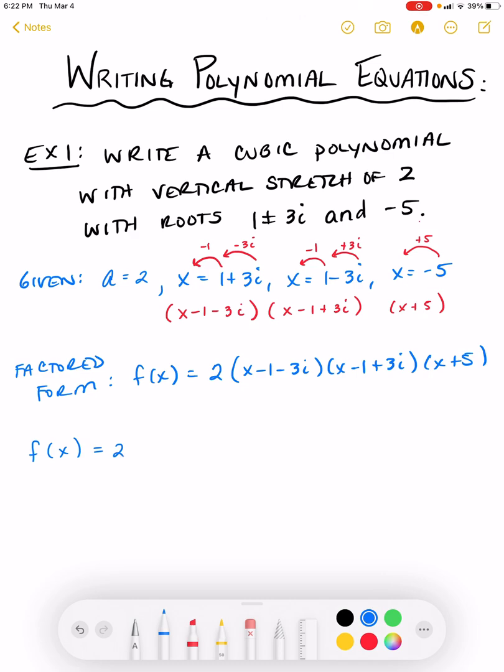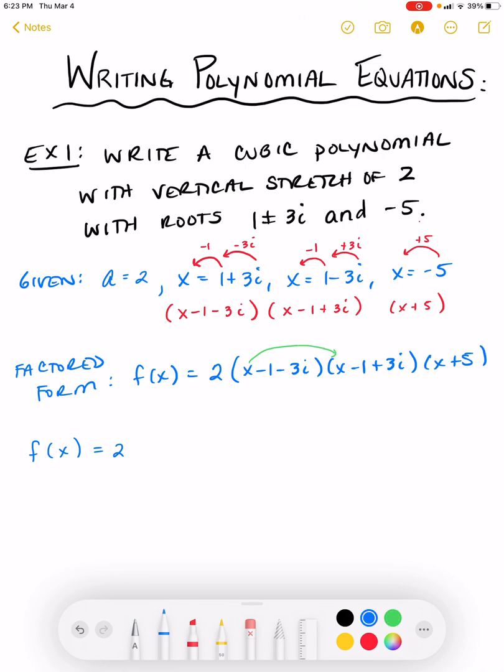And I'm going to leave the 2 out front. I want you to start by multiplying these, which are conjugates, right? Remember, we talked about this. Conjugates are plus or minus pairs. So I want you to think about multiplying out these conjugates. Technically, you should be able to multiply it in any order you want, but if you want this problem to go a little bit easier, I want you to come over here and start by multiplying this out.